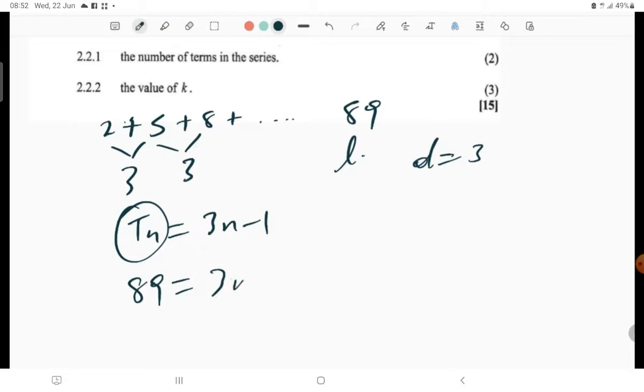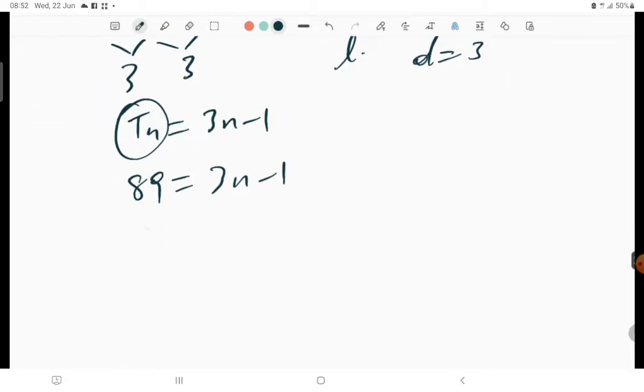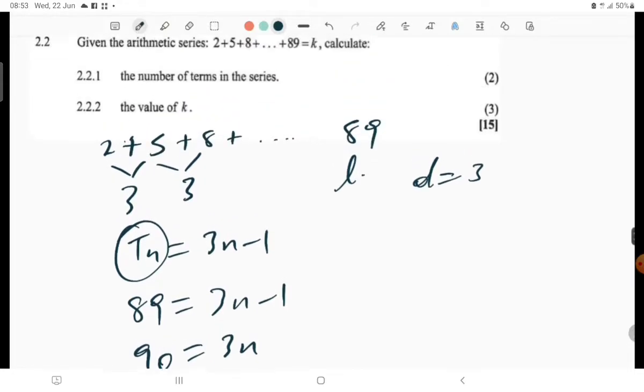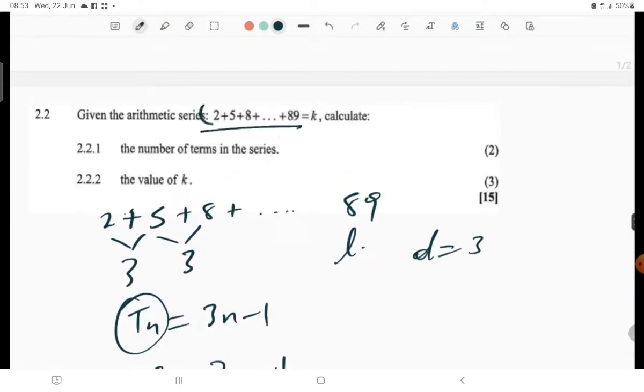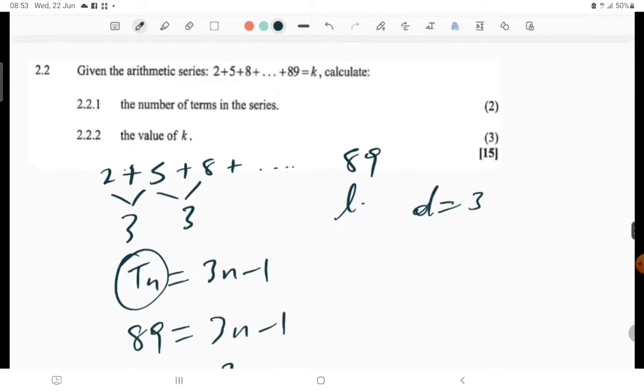So we have 3n plus 1. So we have then 90 is equal to 3n, then n is going to be 90 divided by 3, which is equal to 30. So we have 30 terms in this pattern from 2 to 89, which means there are 30 terms that are being added there.